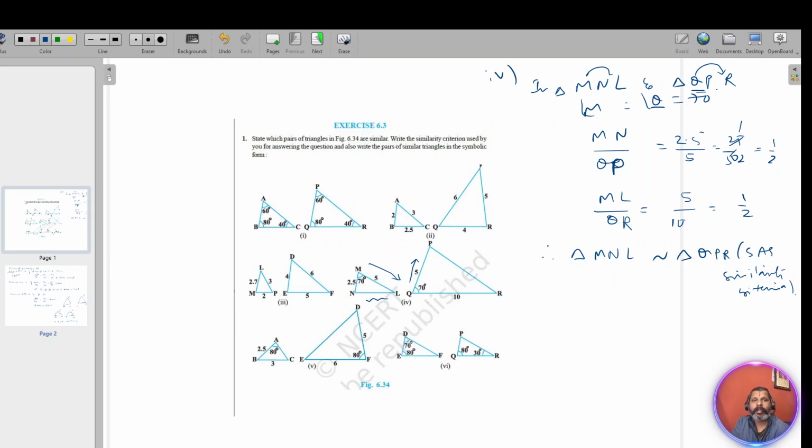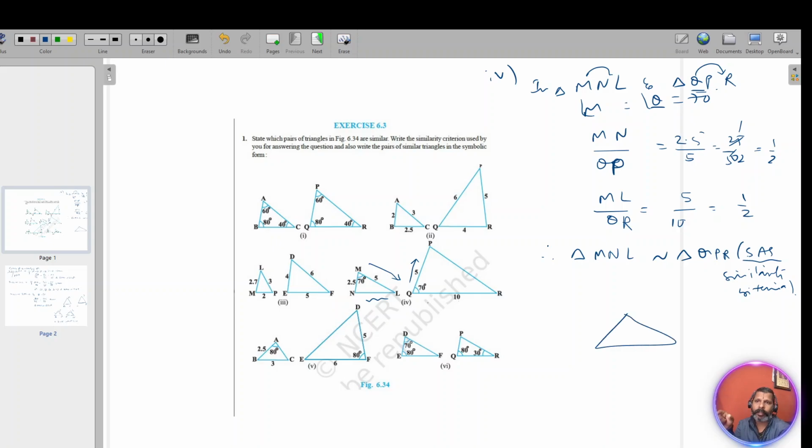Pay attention. We commit mistakes while writing the corresponding angles for the given figures. Why is this SAS? Because two sides and the included angle. Check out, your two sides are 2.5 and 5, 5 and 10. In between the two sides, the angle is 70. The included angle is 70. Therefore, SAS has come. SAS means two sides and the included angle.